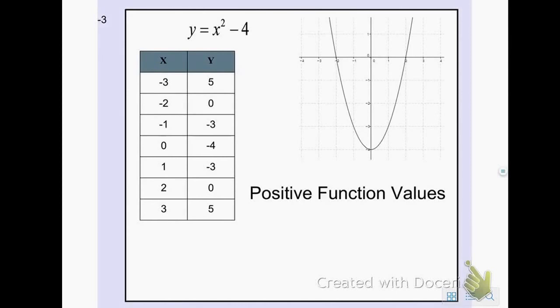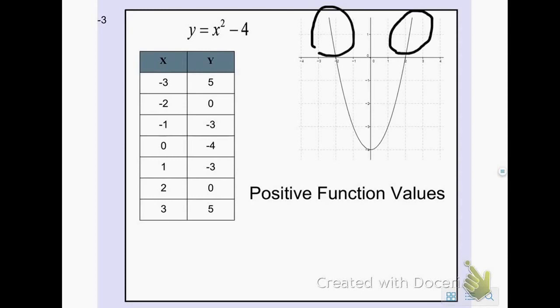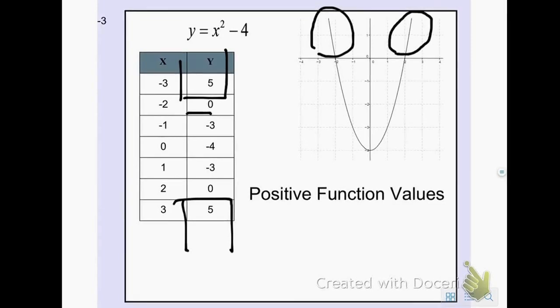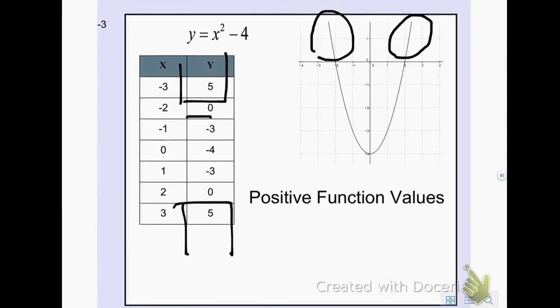All right, next we want to look at our positive function values. We know from our graph that the positive function values are the values that are above the x-axis. So they would be all the values on this side of the graph and all the values on this side of the graph. It's really easy to find them in your table because, again, you're looking at your function values. So you find the numbers in the y column that are positive. So that would be these numbers and these numbers. So any x value that is above 3 or below -3 is going to give you positive function values.